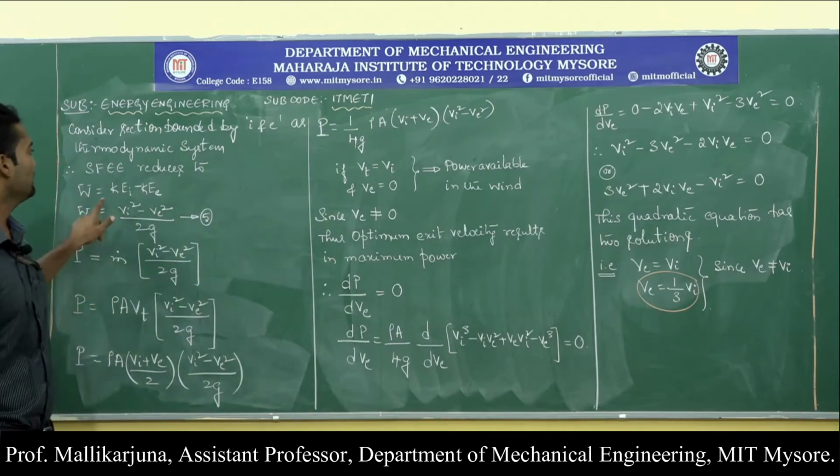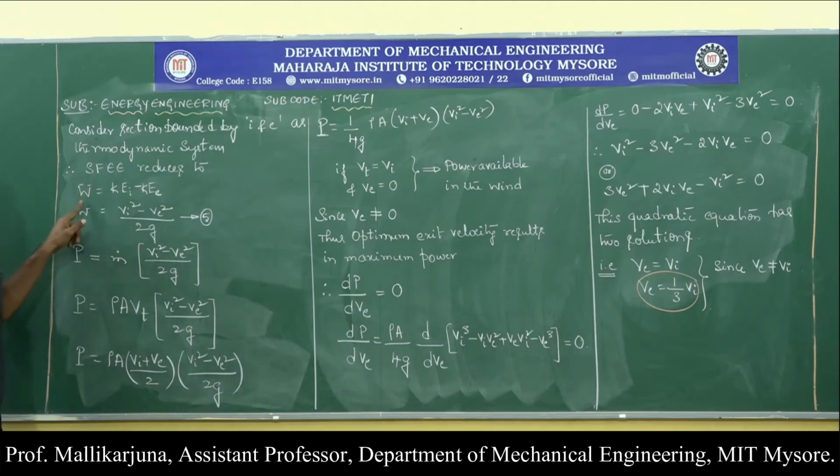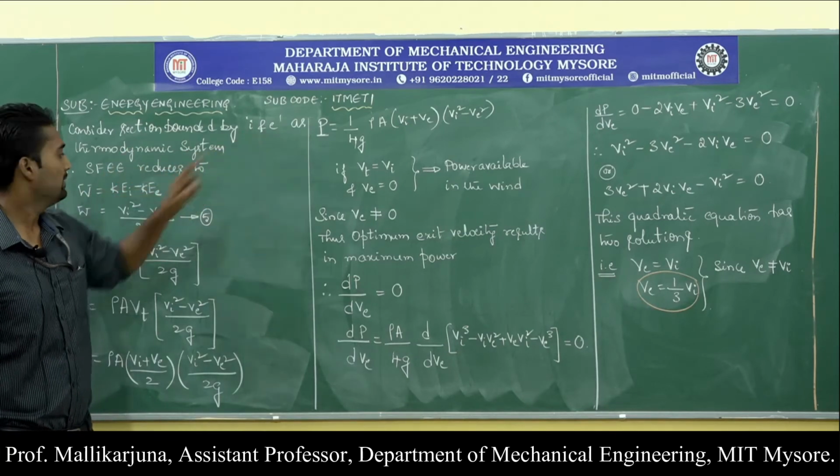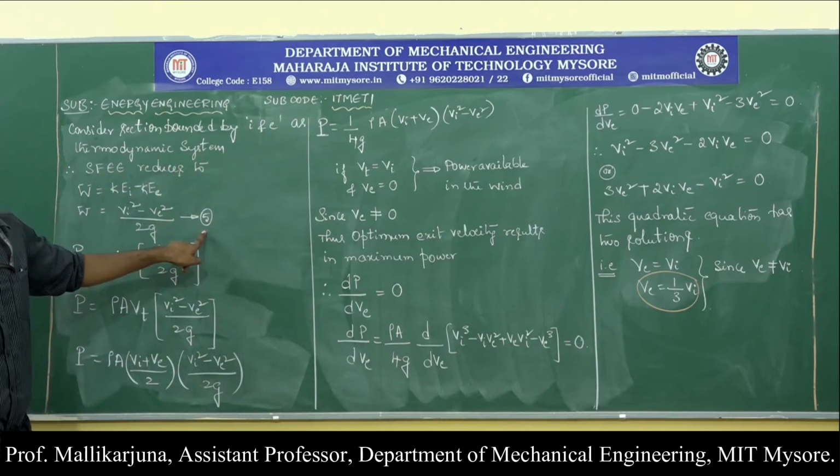By looking onto that, we will be left with work done by the air, or work done from the wind blade, equal to the kinetic energy entering the blade minus the kinetic energy of the wind leaving the blade. The change in kinetic energy is given by Vi square minus Ve square divided by 2g. This is what we are left with upon applying the steady flow energy equation to sections I and E. I have called that equation number 5.